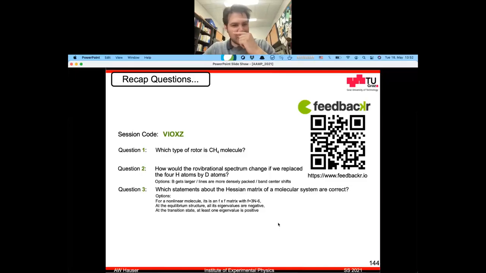Question 3 is a little bit tricky in how it's formulated, so you have to think a little bit what it means to speak of an equilibrium structure as an extremal point on the surface and the transition state. What does it say about the Hessian matrix? All right, let's stop and see where we are. Okay, so there was a little bit of confusion.